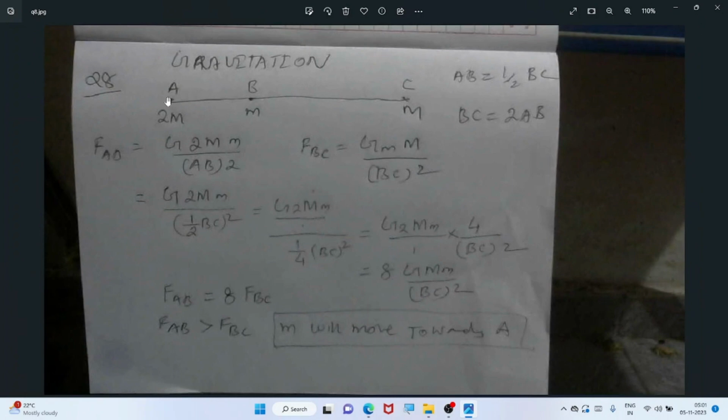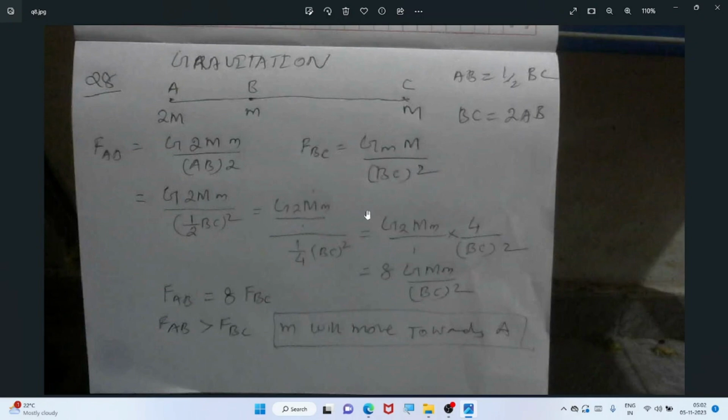Okay, here AB is half the distance of BC. Force between these two, AB, equals G times mass of this, 2m, and mass of this, m, divided by the distance between them, AB square. Similarly, this force, mass and this mass, distance. Okay, now we have to use this relation. So AB equals half BC.